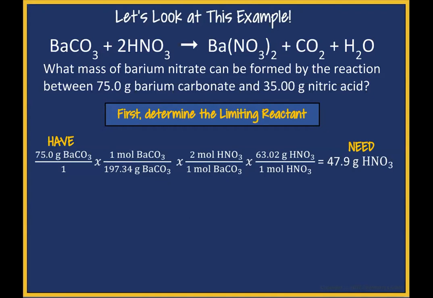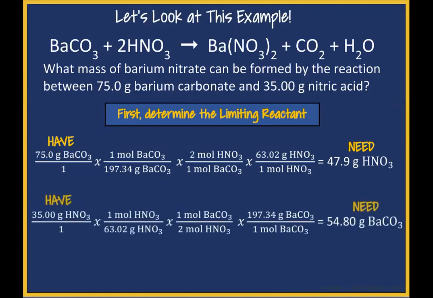This 63.02 comes from the periodic table. 1 H, 1 N, 3 O's. Add those all up, you get 63.02. Do this whole equation on your calculator, and you get 47.9 grams of nitric acid is what you need. Now we're going to do the same thing with the 35 grams of nitric acid.